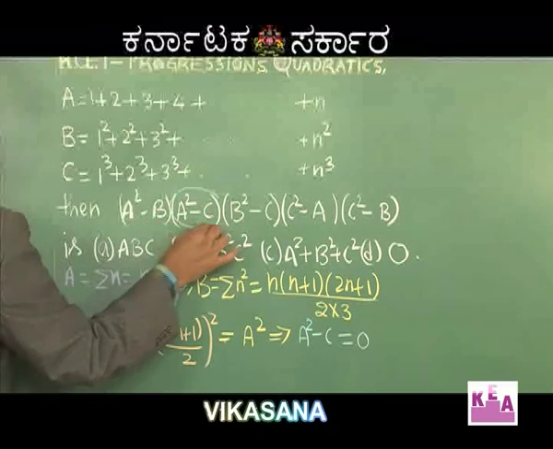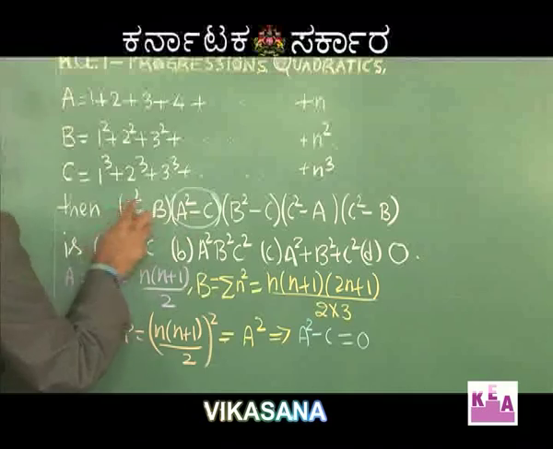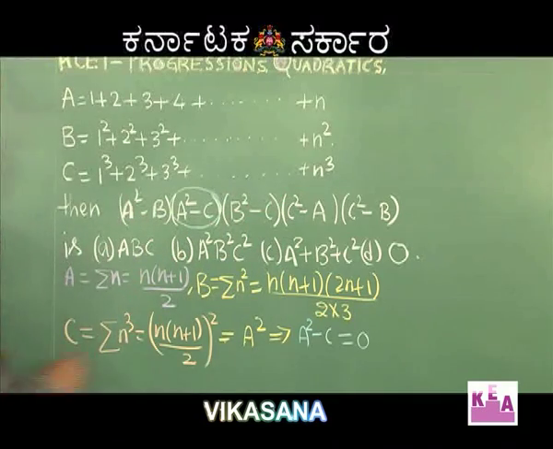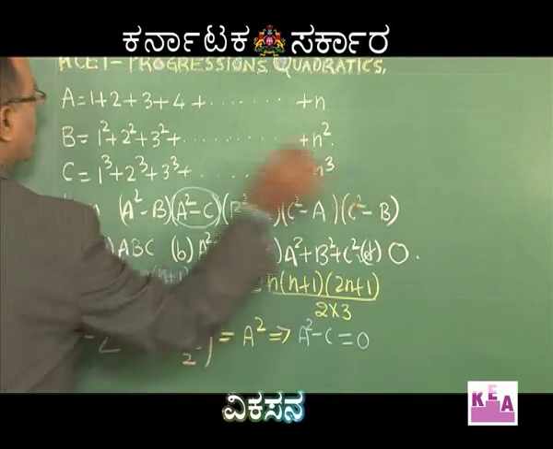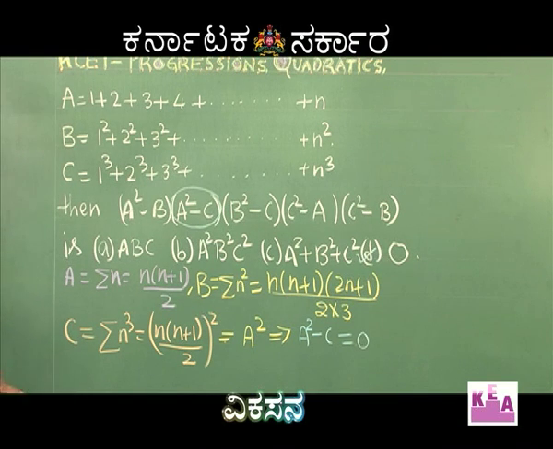Out of which a square minus c is 0, 0 into any number is 0, therefore option D is correct. See how simple the problem is. Do you have a better shortcut than this? Yes, we have. What is it?